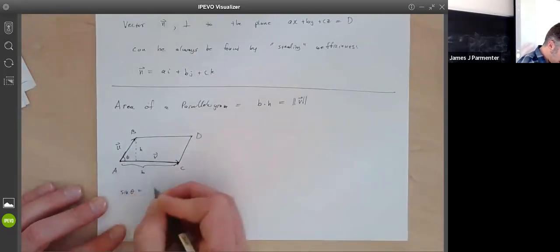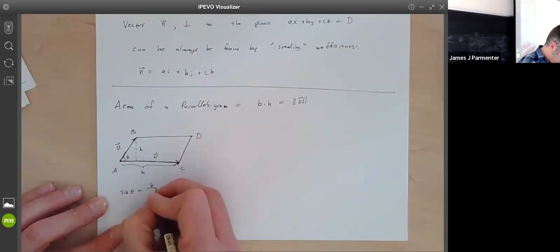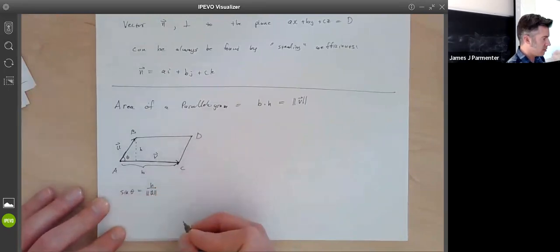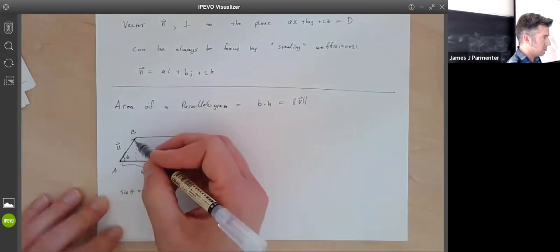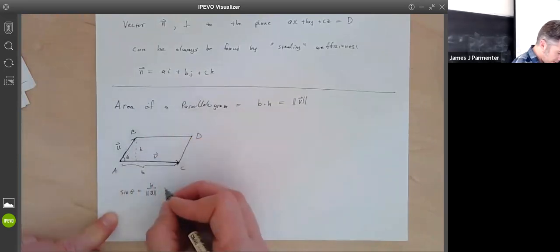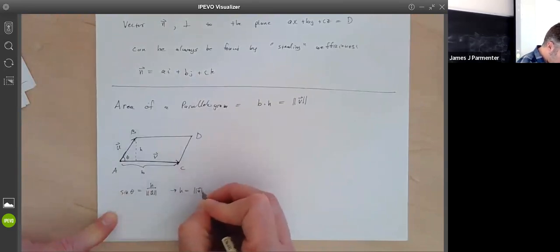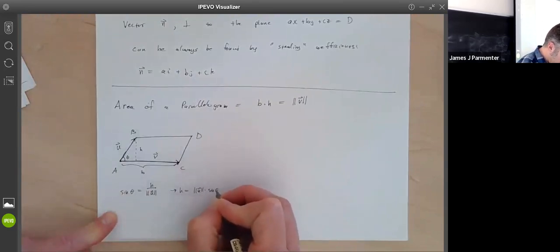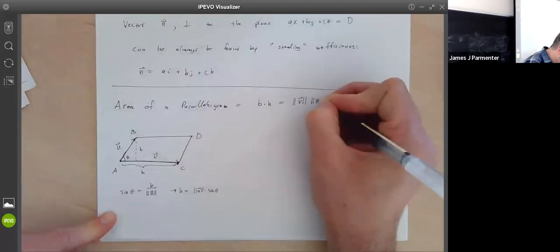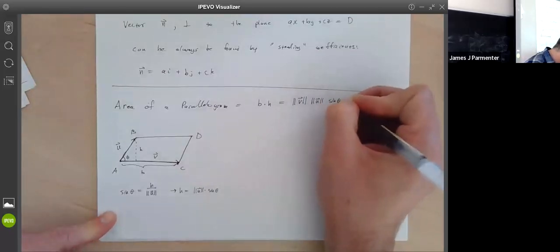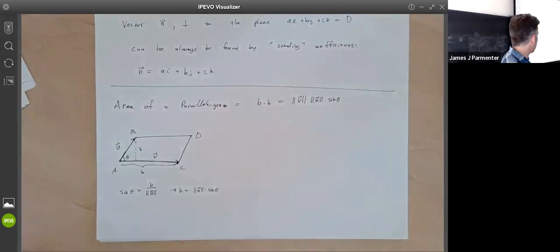Sine of theta equals the height divided by the magnitude of the hypotenuse, right? Opposite over hypotenuse, yeah. And so then the height is equal to the magnitude of u times sine of theta. So that's going to be the magnitude of u times sine of theta. But that's exactly equal to the scalar component of the cross product.